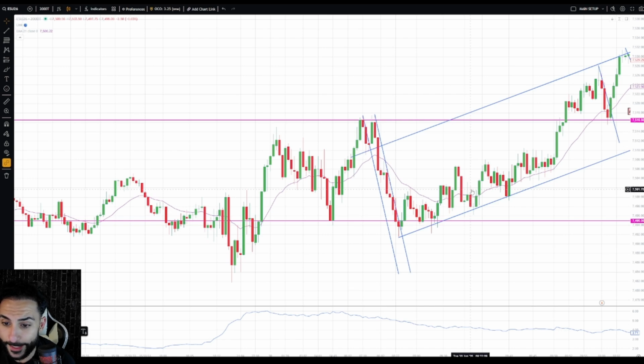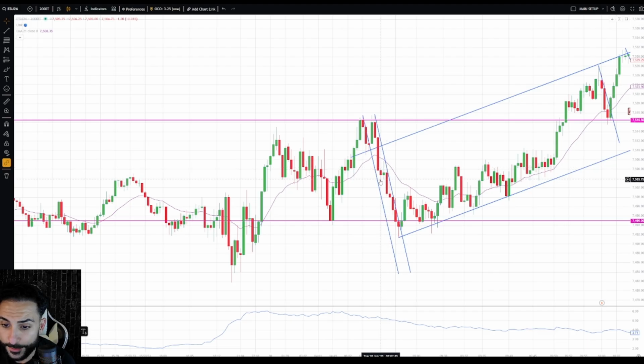We are currently looking at ES and the time frame we are looking at is the 2000 tick chart. Now, the only supportive indicator I use is the 21 EMA, which is this purple line fluctuating up and down. And other than that, I solely rely on price action and trend lines to look for high probability setups.